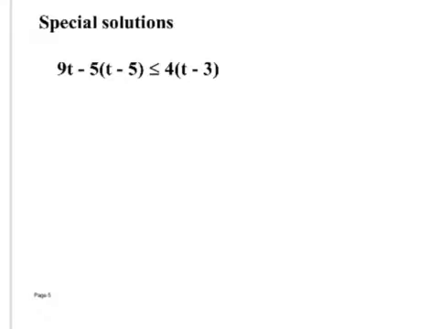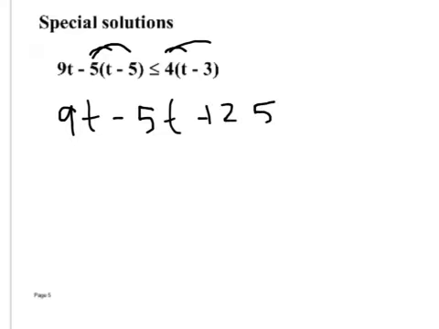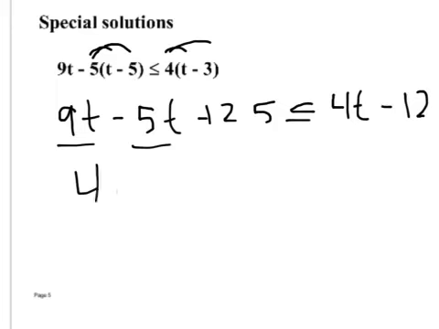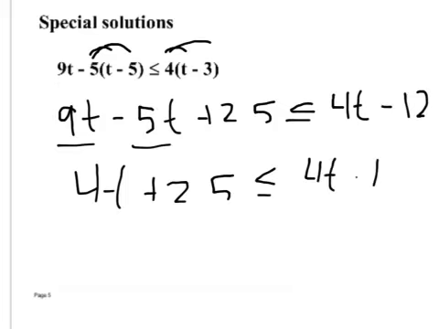9t minus 5 times t minus 5 is less than or equal to 4 times t minus 3. First thing we do is distribute the 5 and the 4. That gives me 9t minus 5t plus 25, less than or equal to 4t minus 12. I add like terms, my t's. That gives me 4t plus 25, less than or equal to 4t minus 12.